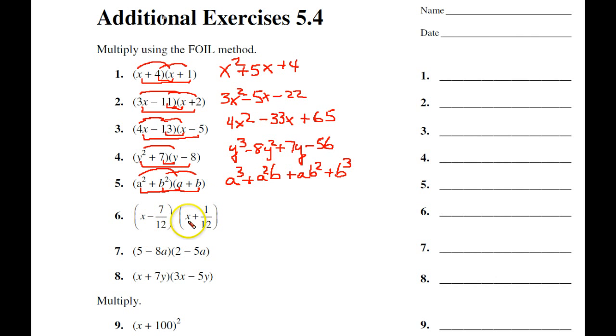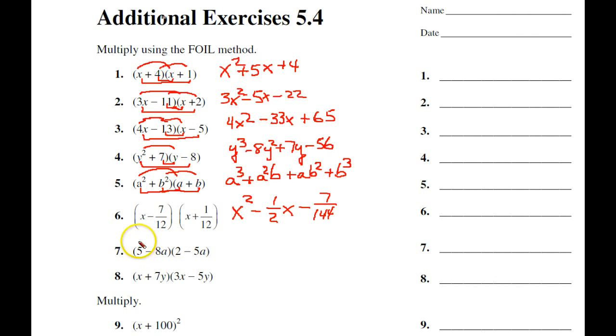Number 6, we'll give it a FOIL. Now, since they're like terms, it's going to be a lot easier to handle. Our outers are a positive 1/12. Our inners are a negative 7/12. So I end up in the middle with a negative 6/12 that can be reduced to 1/2. And then I get a negative 7 over 144. Okay, that's good.